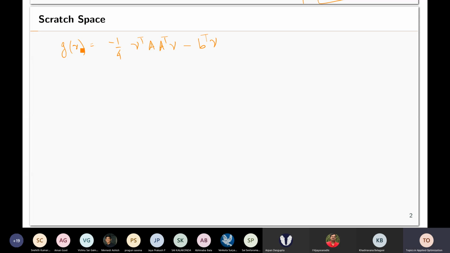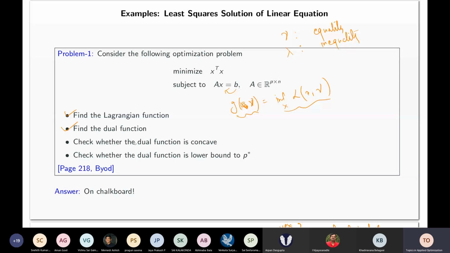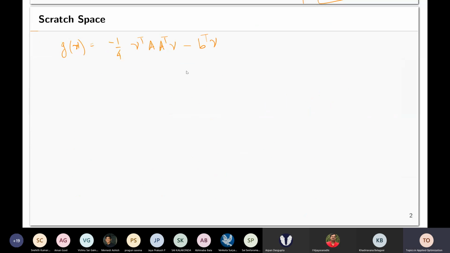So we found the dual function also. Okay, so that was this part of the question. Now check whether the dual function is concave. Is this concave? So what do you think about this? Is this a concave function and how?